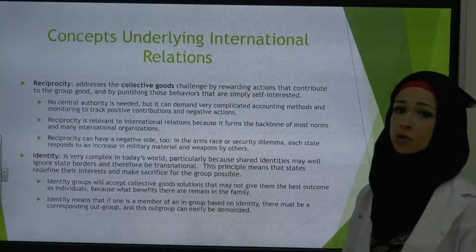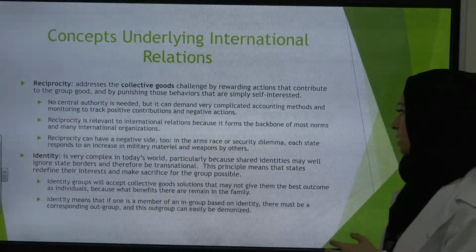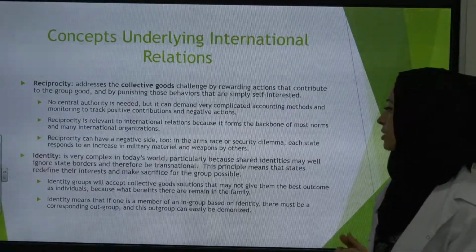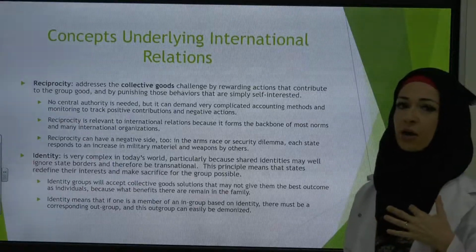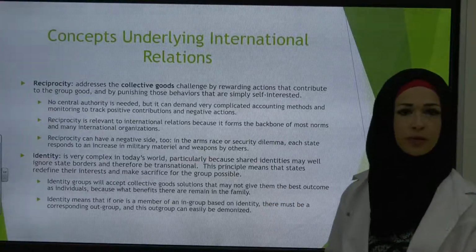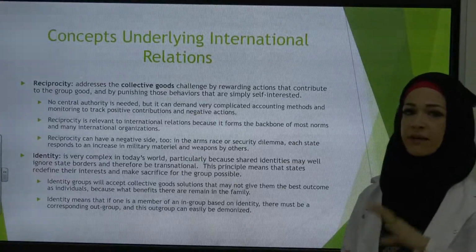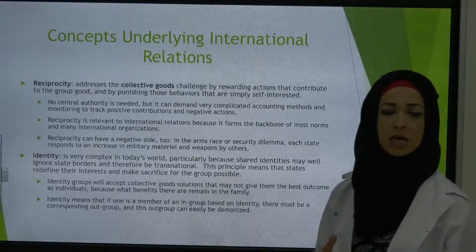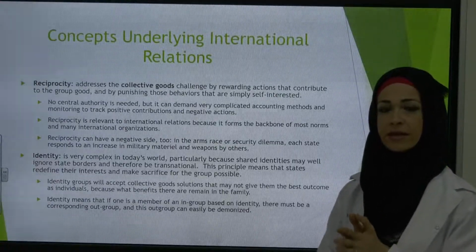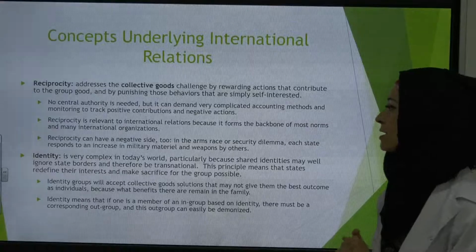Now, reciprocity can also have a negative side effect, for instance, in the example of the arms race or the security dilemma. Each state responds to an increase in military material and weapons by others, so this can also be seen as reciprocity, in that during the Cold War, there was an arms race between the United States and the Soviet Union in terms of nuclear weapons. So you can see that it can have good effects in terms of humanitarian aid, but it can also have negative effects if you look at the aspect of an arms race or a security dilemma as well.